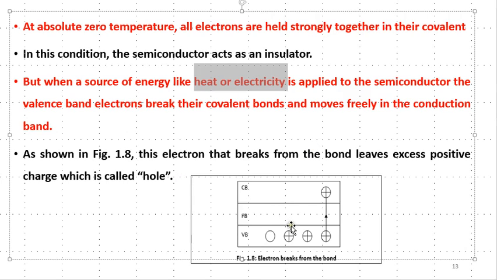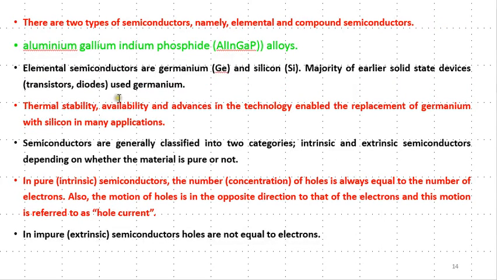And whenever an electron has broken from one of these bonds, it leaves a place where excess positive charge exists, because we know the electron is negatively charged. So when it is detached from one place, that place needs an extra electron to neutralize it, meaning it is now positive. And that place we call a hole, and it has a positive electric charge.